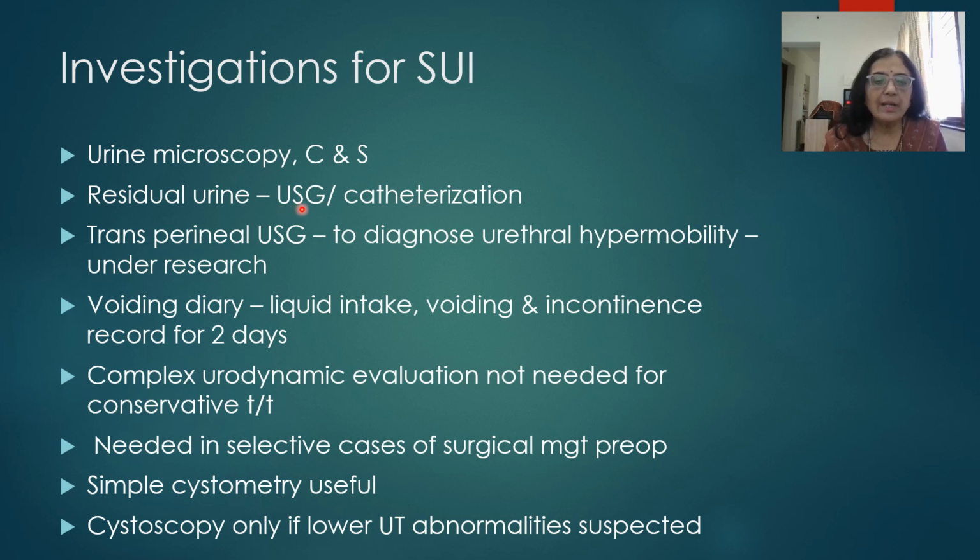Anytime residual urine is greater than 150 ml, it is considered as abnormal or suggestive of a voiding abnormality in a patient. That patient is not able to pass urine normally, and that is why there is more residual urine, and if it is significant, it can even be suggestive of urinary retention also.